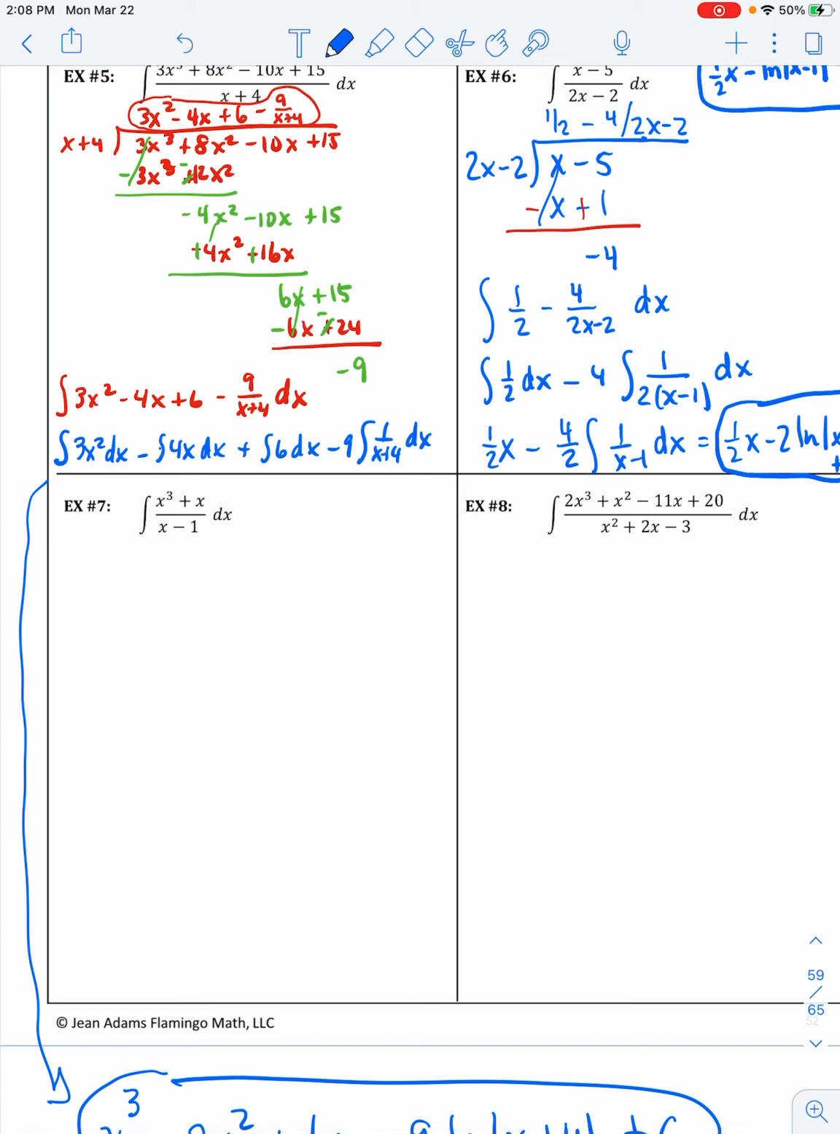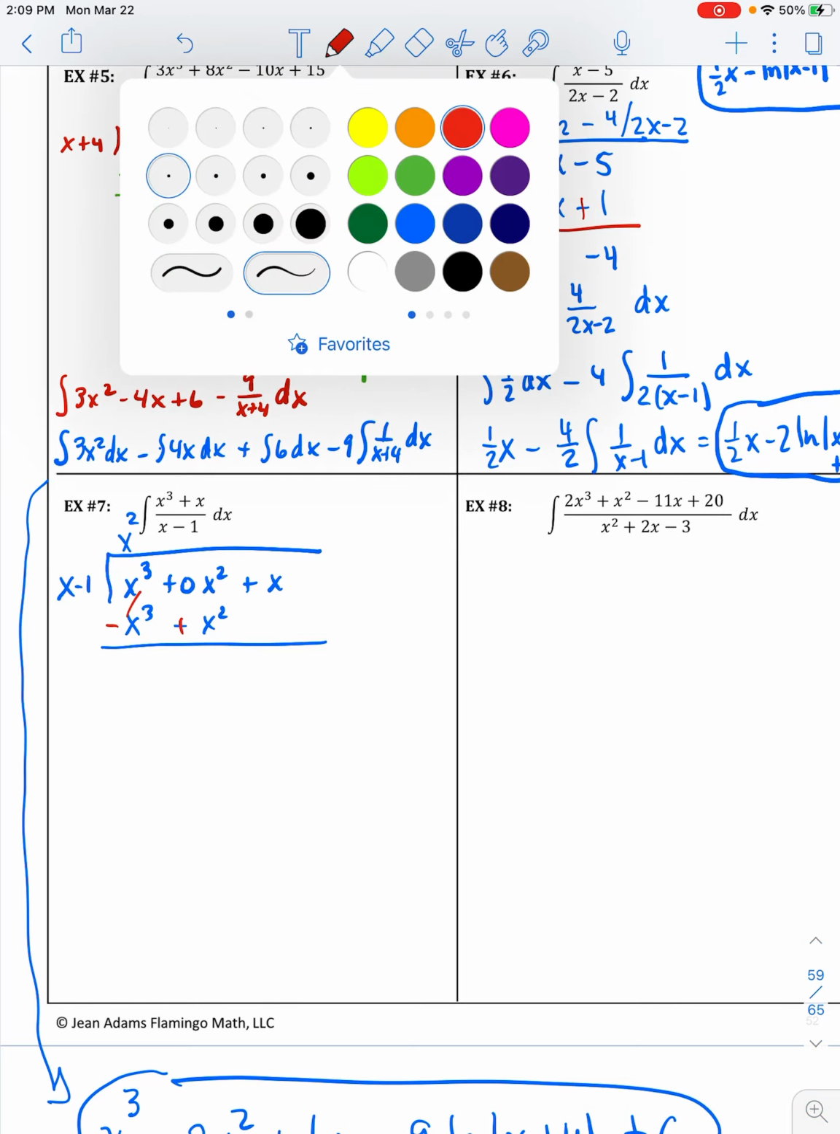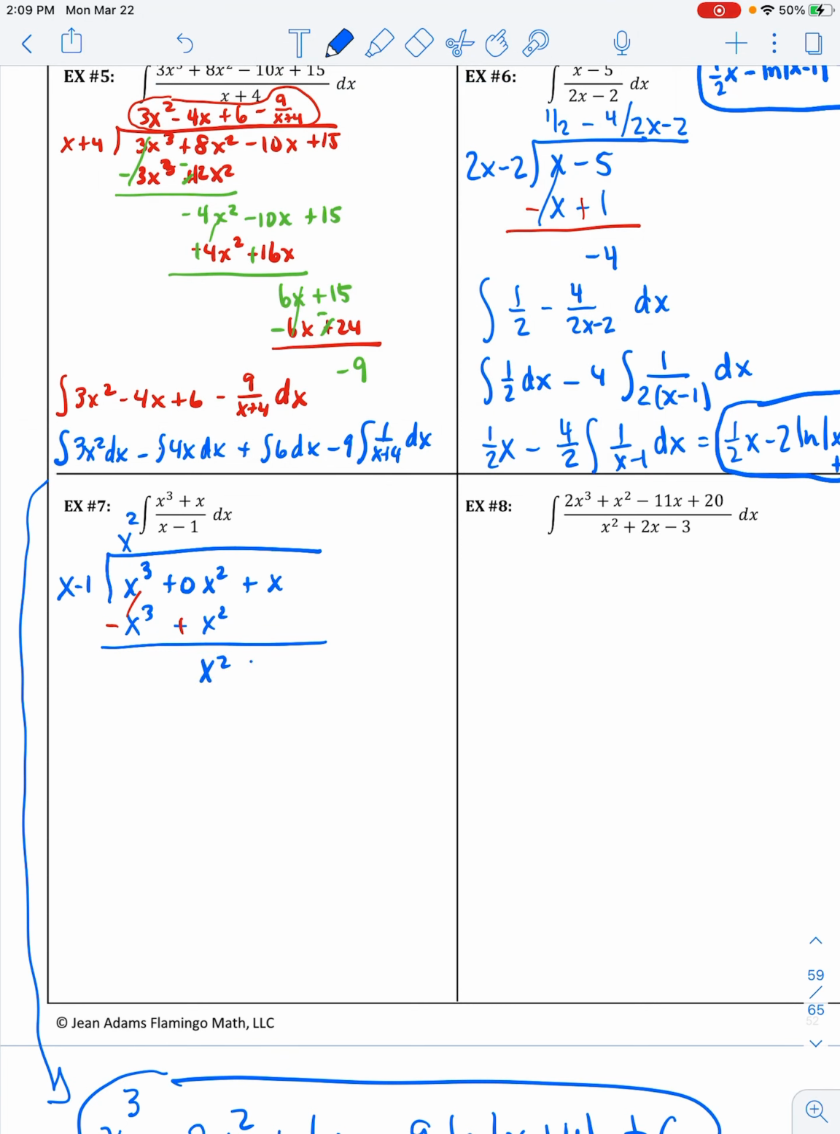Okay. And then number 7, the degree of the numerator is greater than the degree of the denominator. So we're going to do long division. Now, I'm just going to put these in, or actually there's only one of them, just in case we need it. So what times x gives me x cubed? That would be x squared. So x squared times x cubed, x squared times -1, negative x squared. Then we subtract. So that goes away. And that leaves us with a positive x squared. Bring down your plus x.